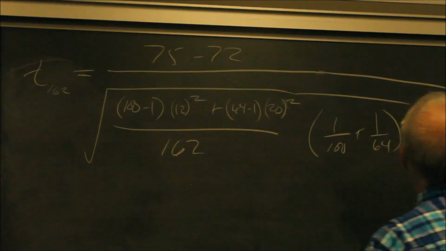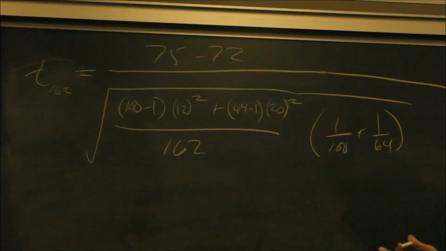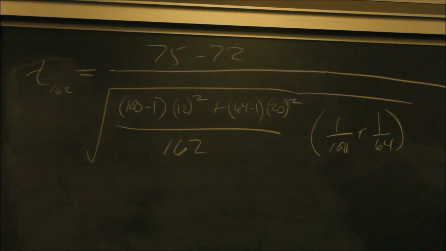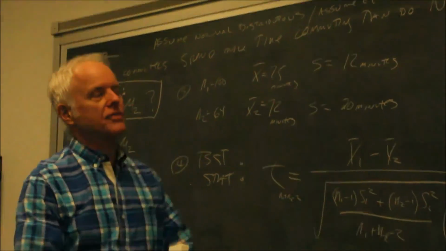And so let's see what we have here. We have 3, and then I need somebody to help me out with this one. The bottom denominator is 2.498. This is 2.498, okay? Someone should double check me on that. That's it. I trust you.